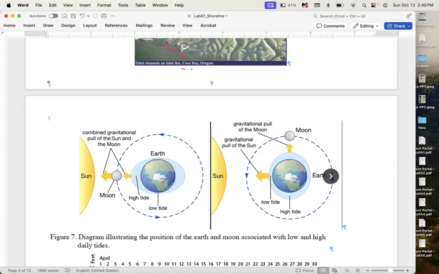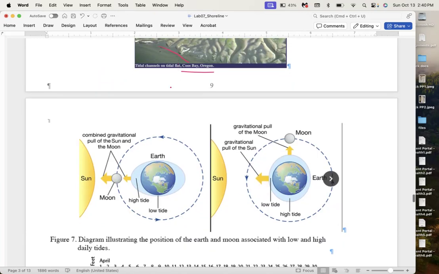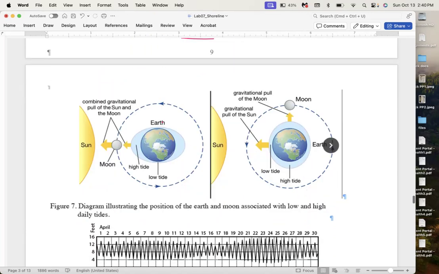So this is on Coos Bay, Oregon. You can see all the various tidal. So here is figure 7, which diagrams the tide relative to Earth. So here we have high tide, and high tide is a maximum when the moon and the sun are aligned on one side, or when the moon is on the other side over here, and the sun is on this side. You also have high tides. So you'll have a high tide here and a high tide here, a low tide here, and a low tide down here.